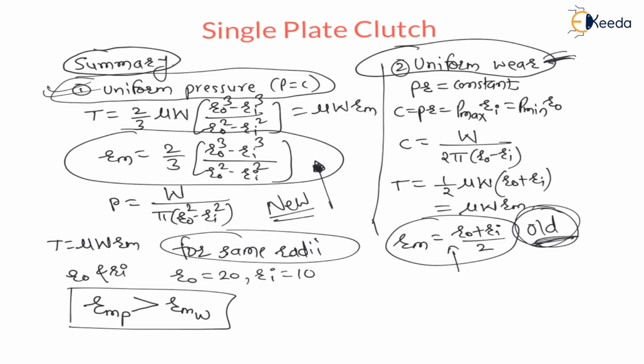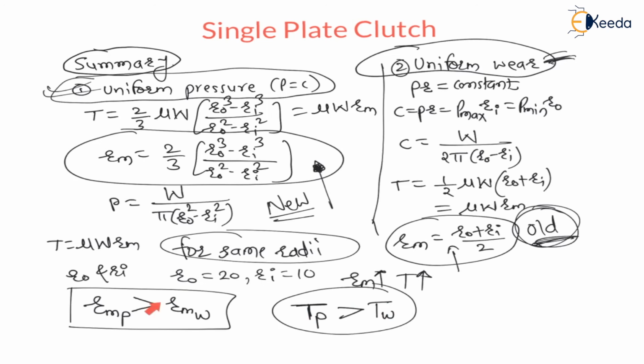Therefore, can I say as mean radius is increasing, torque transmitted is also increasing. Therefore, for the same radii, torque transmitted by uniform pressure theory is always more than torque transmitted by uniform wear theory. And as obvious, for new clutches we are using uniform pressure theory, and for old clutches we are using uniform wear theory. And as obvious, a new clutch will always transmit more torque as compared to an old clutch. The same we are proving here.